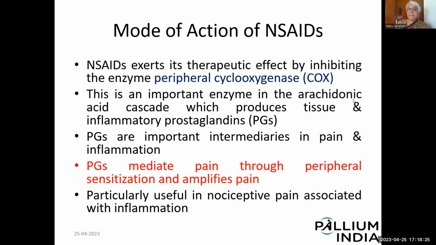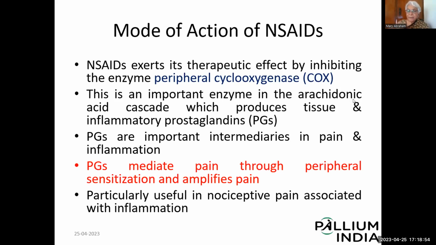Now, this enzyme is a very important enzyme in the arachidonic acid cascade, which ultimately produces the tissue and the inflammatory prostaglandins. Now, we all know that prostaglandins are the important intermediaries in pain and inflammation. And they mediate pain because of a phenomenon called peripheral sensitization. Now, peripheral sensitization is one that amplifies pain.